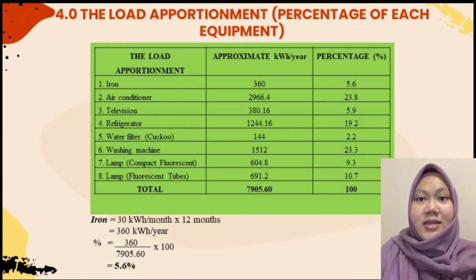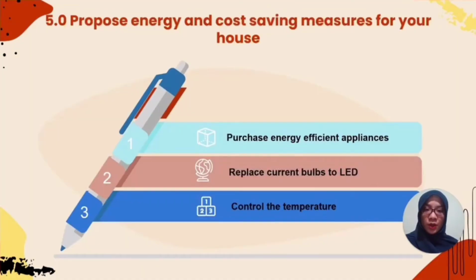So from that, I get the percentage of iron, which is 5.6%. Okay, to propose energy saving measures for your house, first, purchase energy efficient appliances. When purchasing an energy efficient appliance, you should look for appliances with the Energy Star label, which is a federal guarantee that the appliance will consume less energy during use and on standby than standard models.